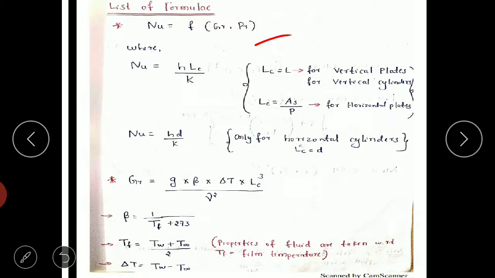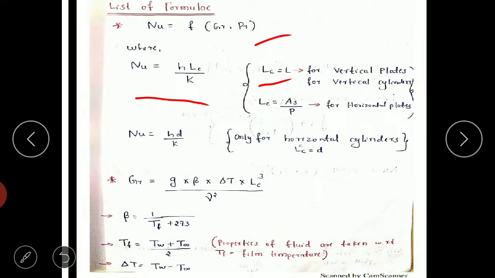Nu is equal to a function of Gr, Pr, where Nu is Nusselt number, Gr is Grashof number, Pr is Prandtl number. Nu is equal to h Lc by k, where h is heat transfer coefficient, k is the thermal conductivity of air, Lc is the characteristic length. Lc changes based on the problem. For different problems, you have to select Lc. How it is selected, you can see here.